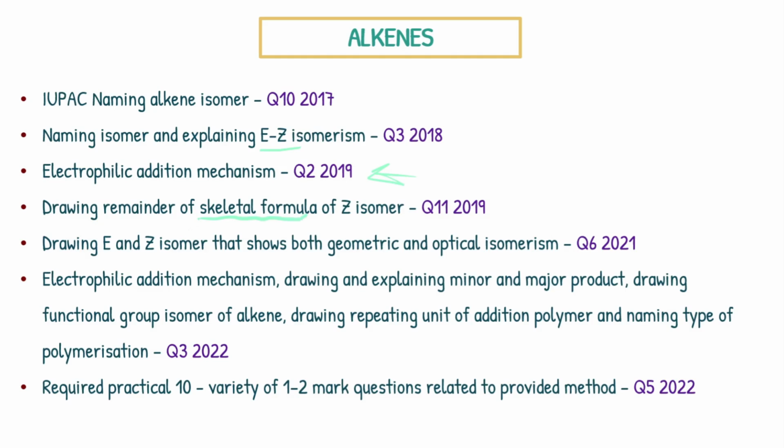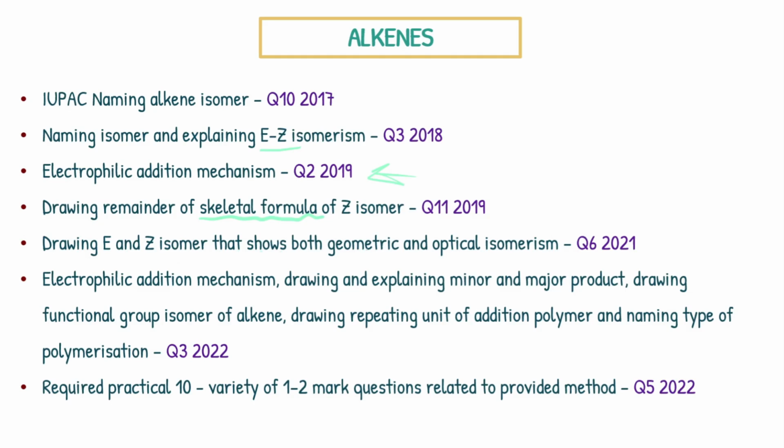This one right here, drawing the remainder of a skeletal formula of a Z isomer. Okay, so do learn your skeletal formulas. Some people find it tricky, but it does come up quite a bit. So just keep that in mind. It's not the end of the world. It's only scattered across odd papers, but it does come up. So it's useful to know because it's not that difficult.